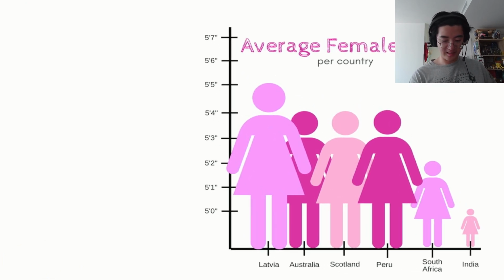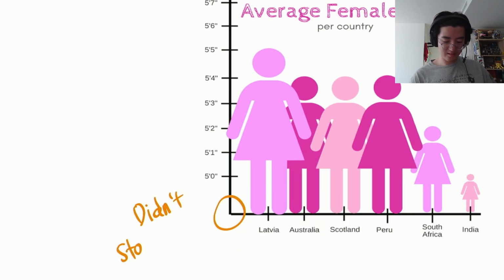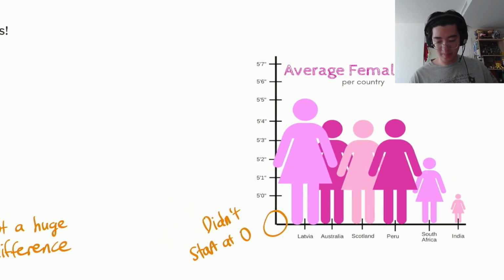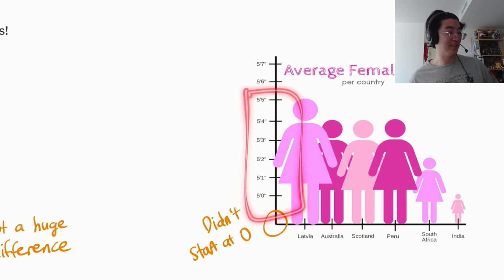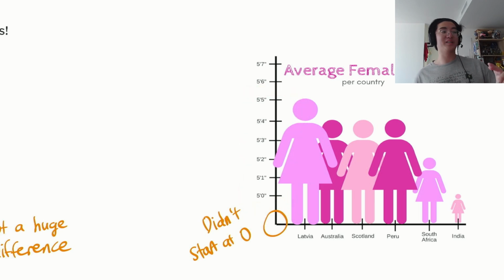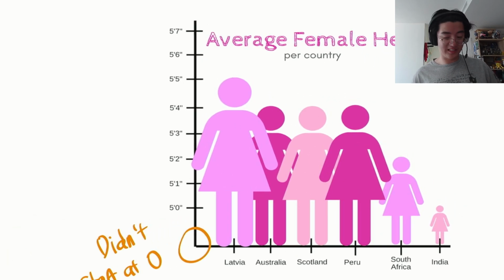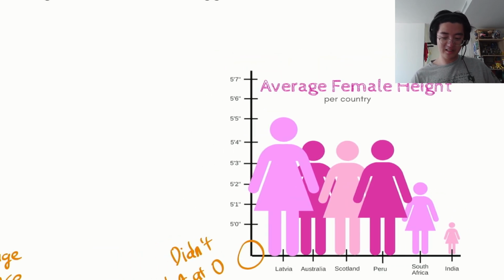Right, so first of all, they didn't start at 0. They started at 5 feet and went only up to 5 feet 5 inches. So this whole range of differences is only 5-inch difference. 5 inches is not really a lot, and looking at this graph, they make it really seem like there's a lot. Right, and as you can see here, they really exaggerated the area.